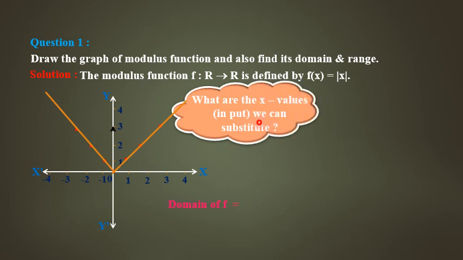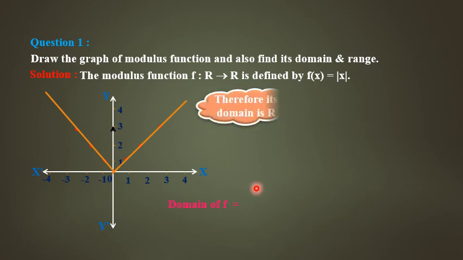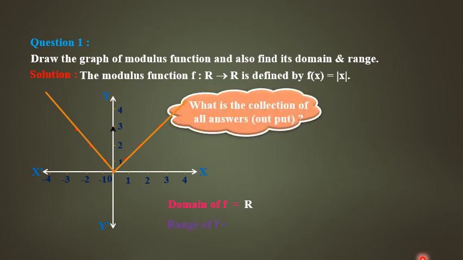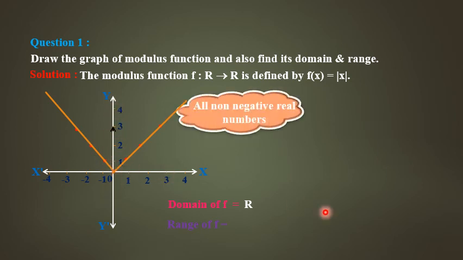What are the x values here? We can substitute any value, you can substitute the set of all real numbers. So therefore the domain is R here. Domain is nothing but the set of all real numbers. So then what is the collection of answers? You can call it images. They are all above the x-axis, you can say only positive real numbers. So therefore it is all non-negative real numbers. Therefore 0 to infinity is our range. Remember it is a 5 marks question. Write the definition properly, once again I am repeating, and see the graph properly, domain and range also. Okay, we go for the next question.